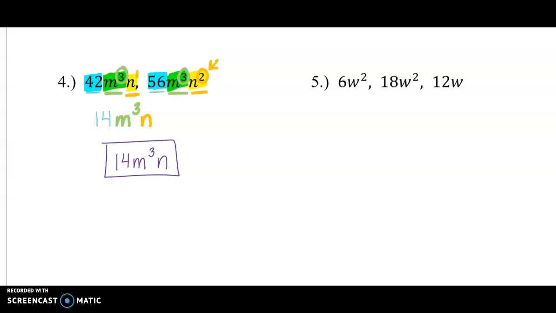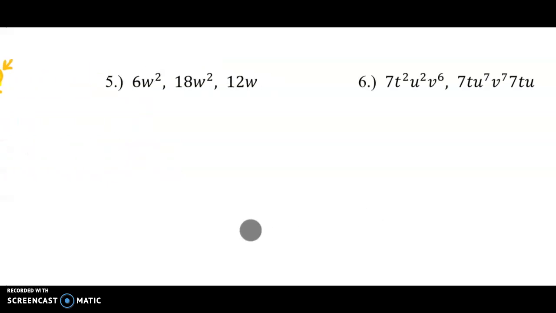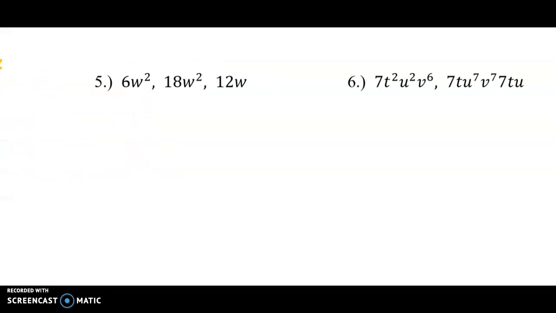Okay, that is the largest, that is my GCF. That is the largest term that can come out of both of these monomials. Let's go ahead and now look at number 5.